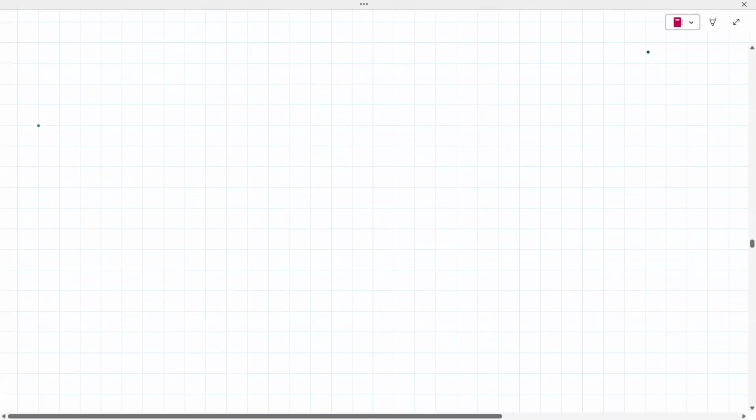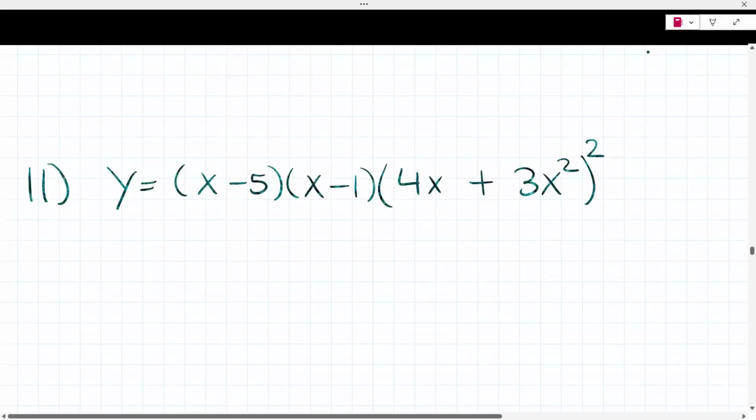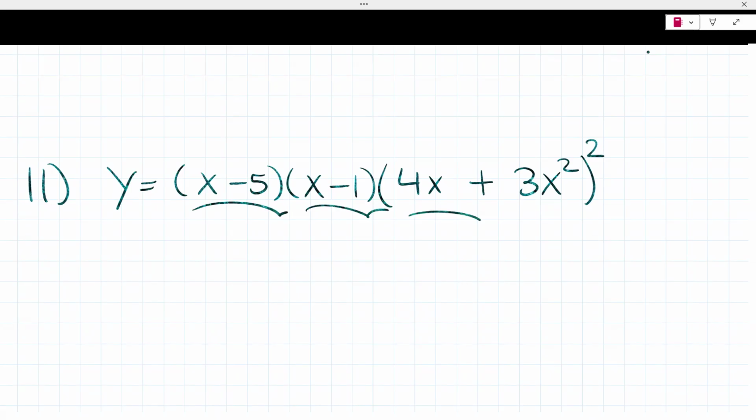Okay, let's move on to question 11. So we have y equals x minus 5 times x minus 1 times 4x plus 3x squared raised to the second power. So what technique should I use? Well, I definitely would use the product rule because you're multiplying terms, but I don't see two terms. I see three terms. This is one term, and this is another, and this is another. So we've got to make it two terms.